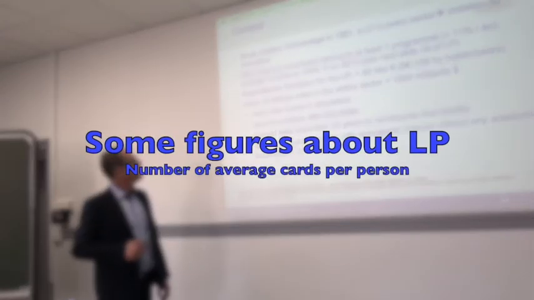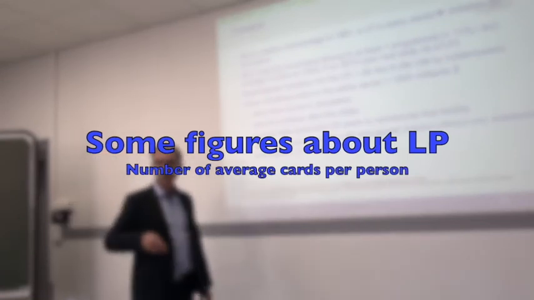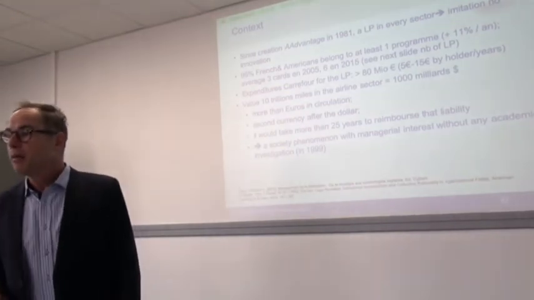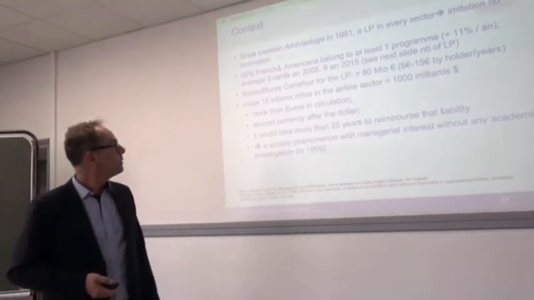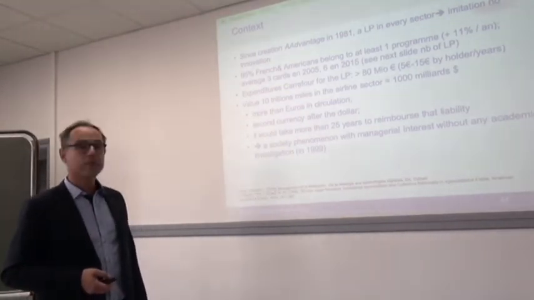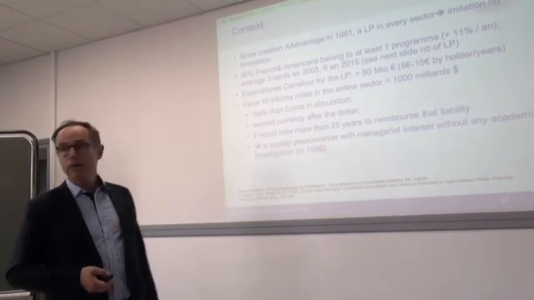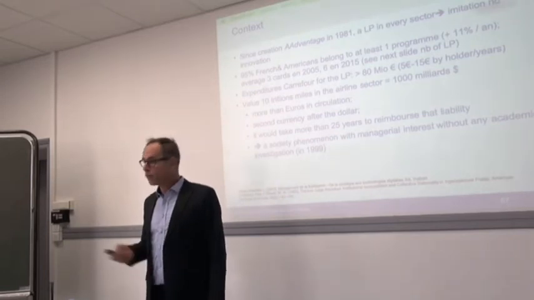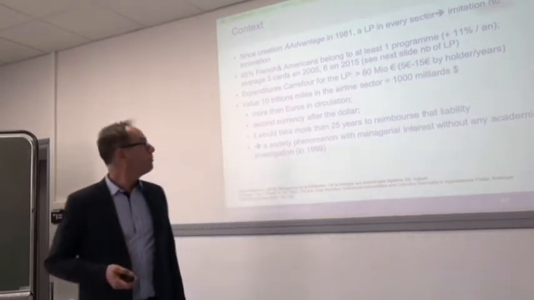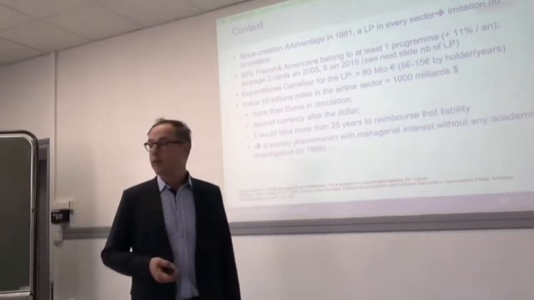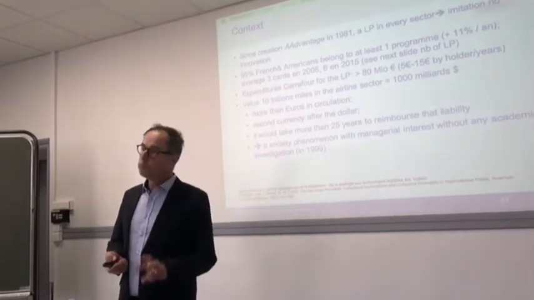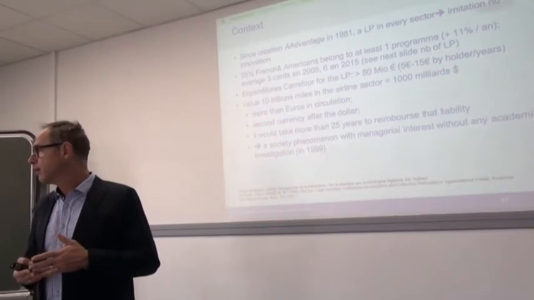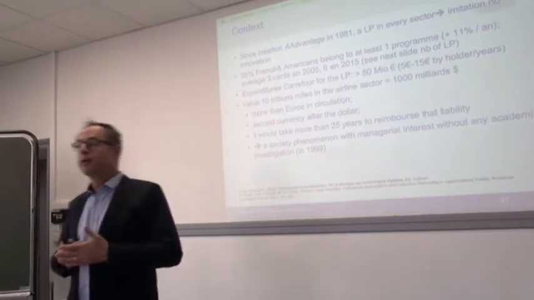If you look at some figures, 95%, so let's say almost all Europeans and Americans, belong to at least one program. The growth rate is 11% per year. In 2005, the average membership was 3 cards or 3 programs. In 2015, it was 6 programs: 2 grocery retail cards, 1 to 2 specialized retail cards, perhaps one frequent flyer program, and some even more.